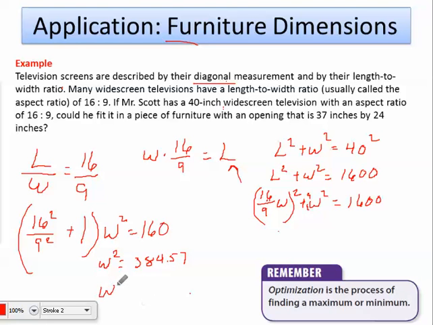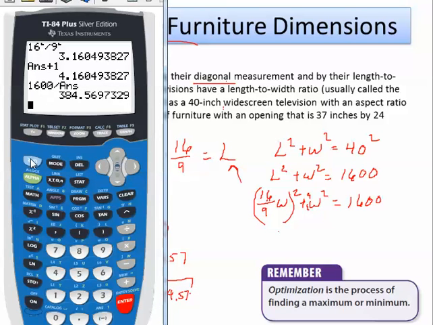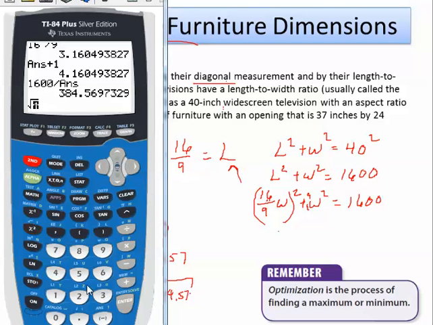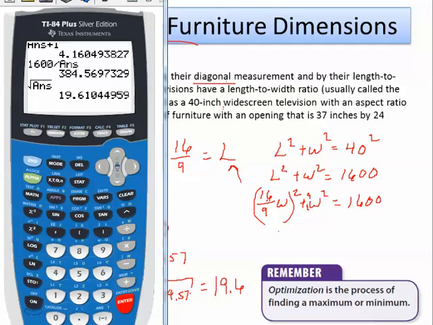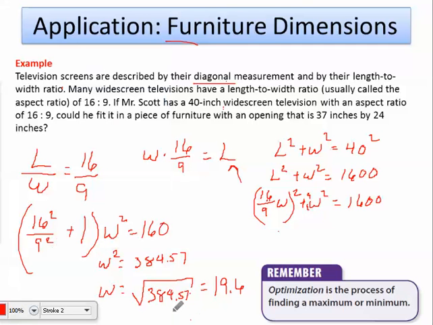So W is going to be equal to plus or minus. Well, minus doesn't make any sense, does it? No, because it can't have a negative width. So I'm going to take the square root of 384.57. Going back to my calculator here, I can do that quite simply, and I get 19.61, whatever. Well, we know what the width is now.